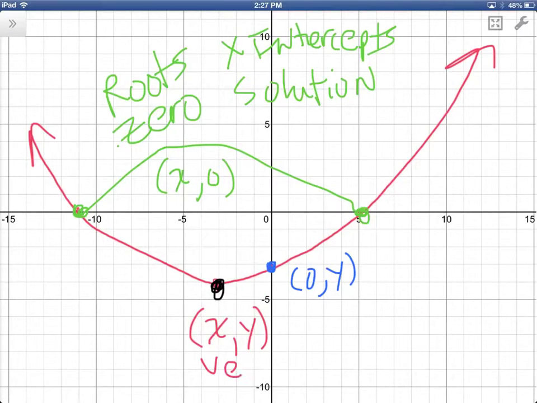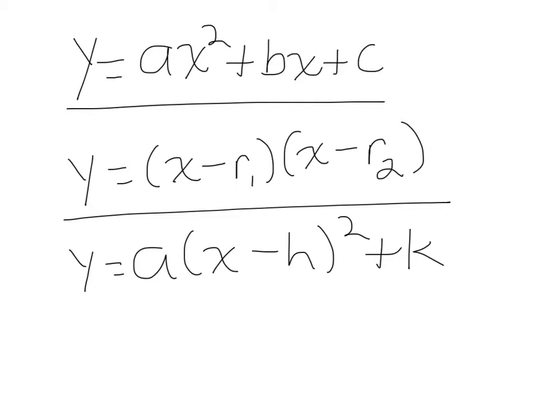So we had the vertex down here. We had the y-intercept here. We had the zeros. Those are the important points we're going to use in our explanation: the vertex, the y-intercept, and the roots. Okay, so we've got three forms. We've got one called the standard form, the one called the factored form, and one called the vertex form.